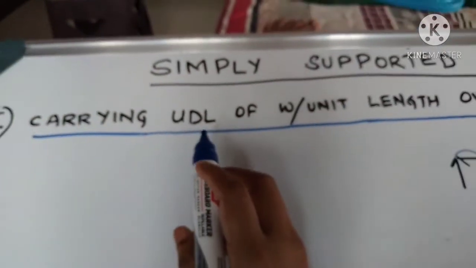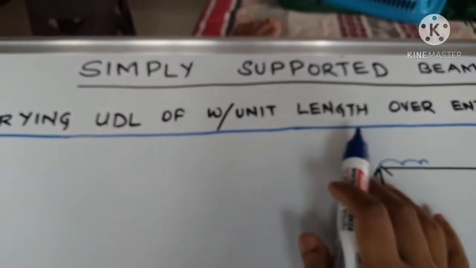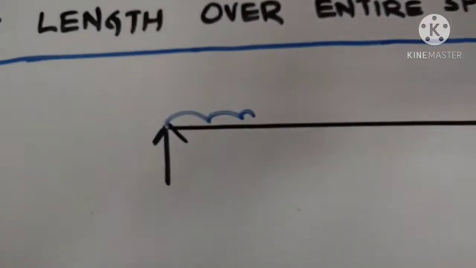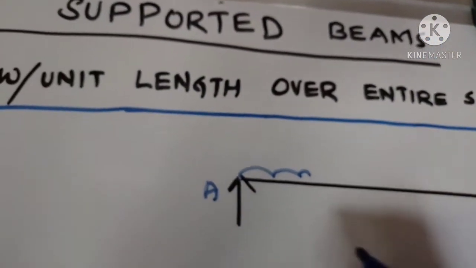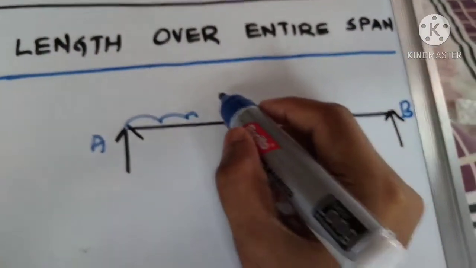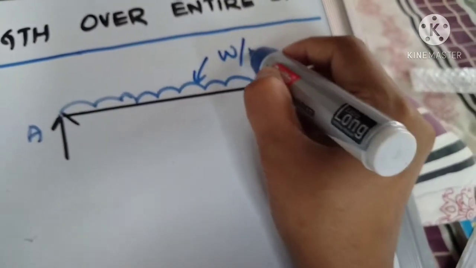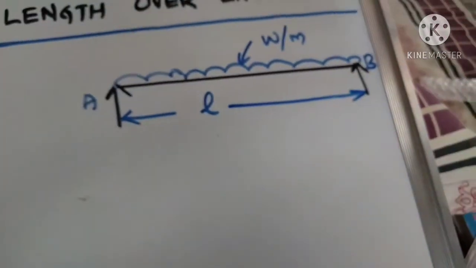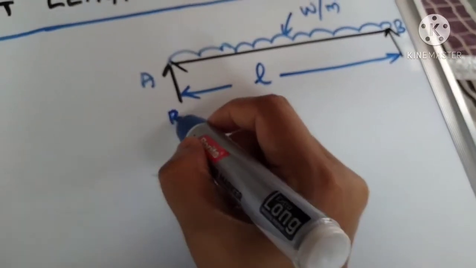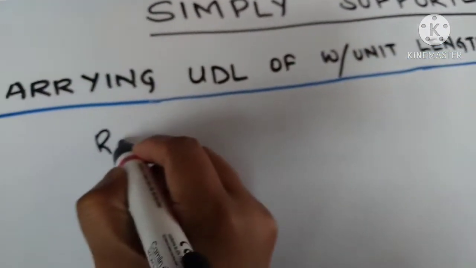So we are moving to the second case, that is considering a simply supported beam carrying a UDL of W per unit length over the entire span. Consider a simply supported beam AB carrying a UDL of W per meter length over a span of L meter. This is the condition. RA and RB will be the reactions. As in the first case, we need to find out what are the reactions.